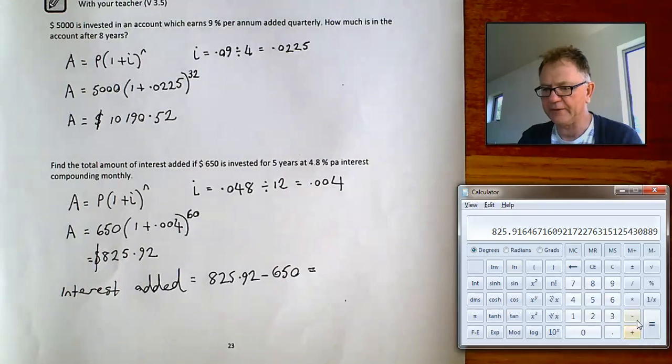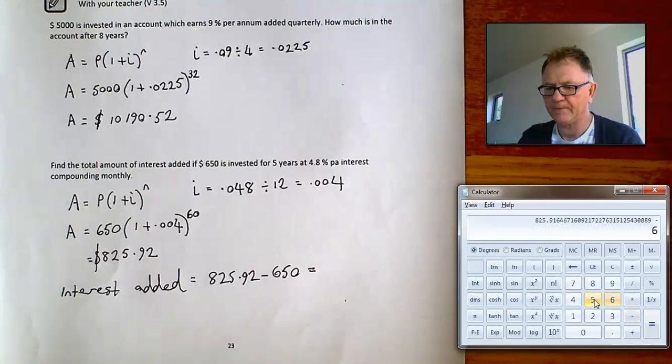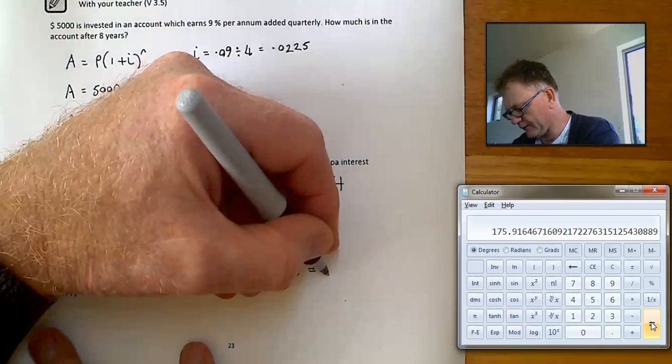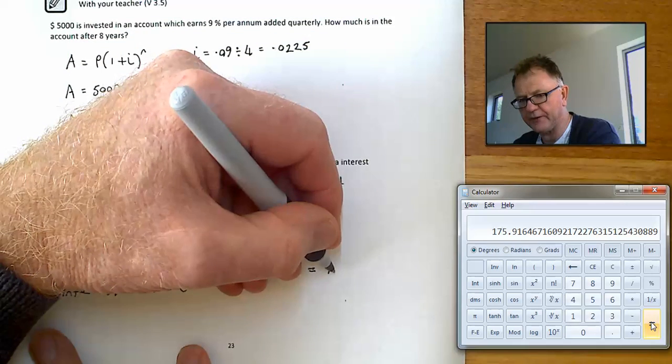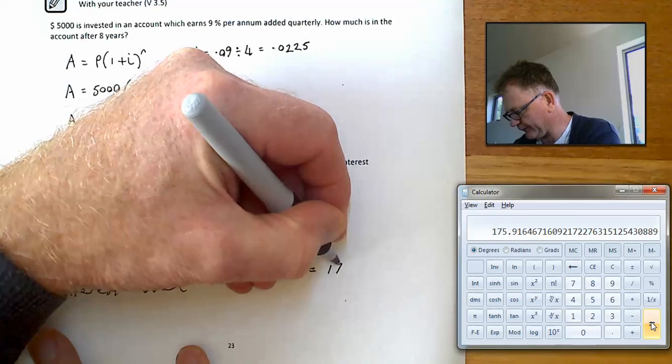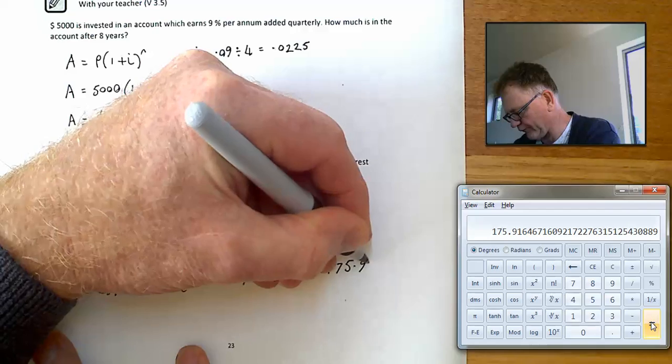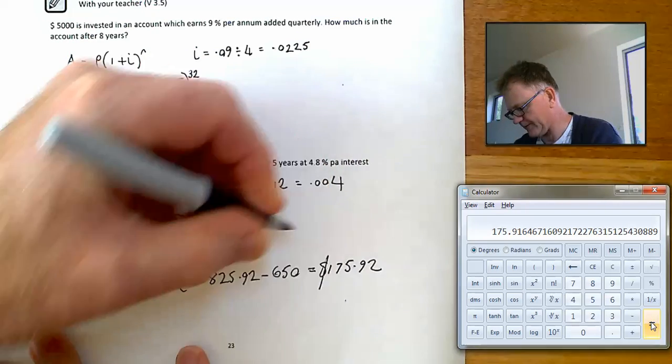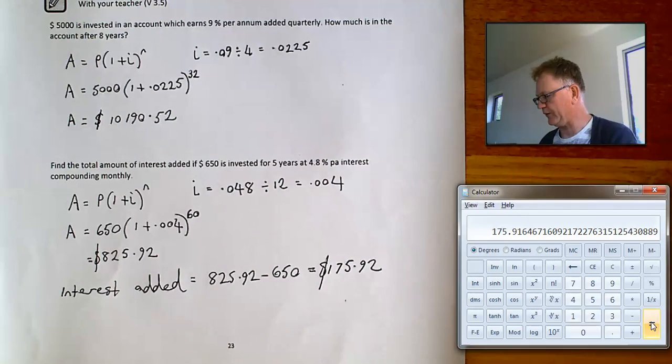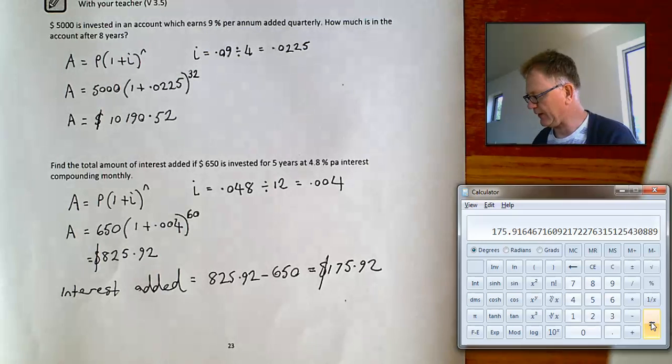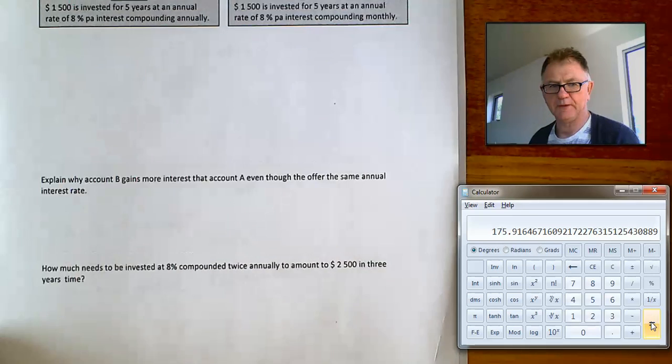That's on the screen. $175.92. Okay, there's some questions over the page. Let's move over there and see what we've got.